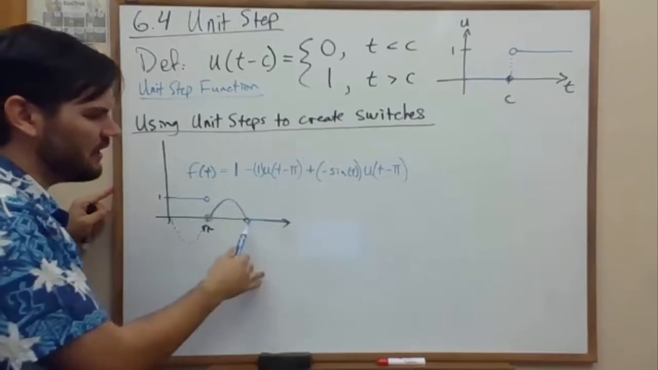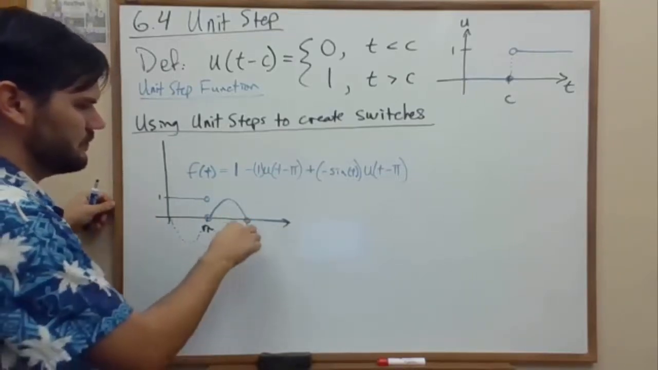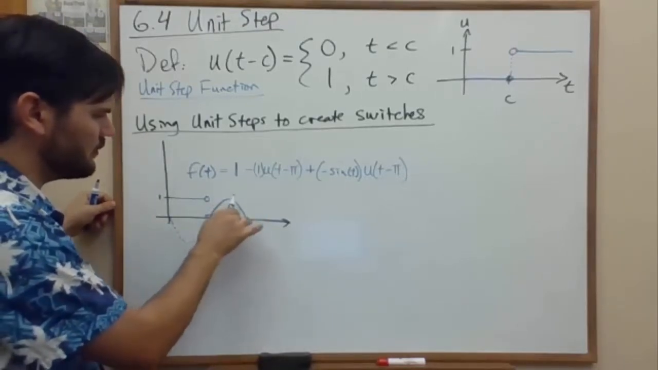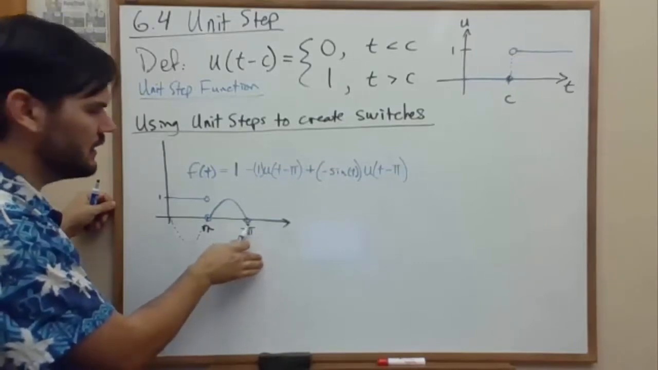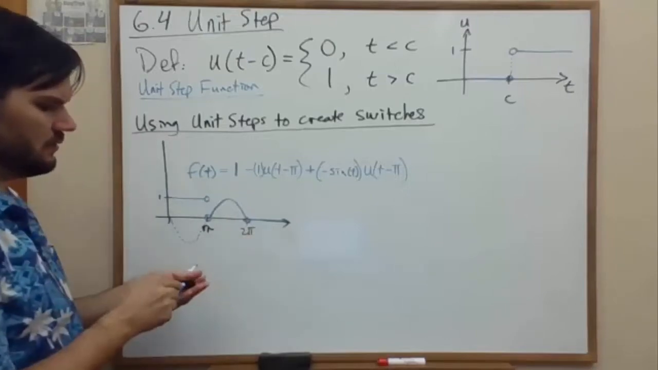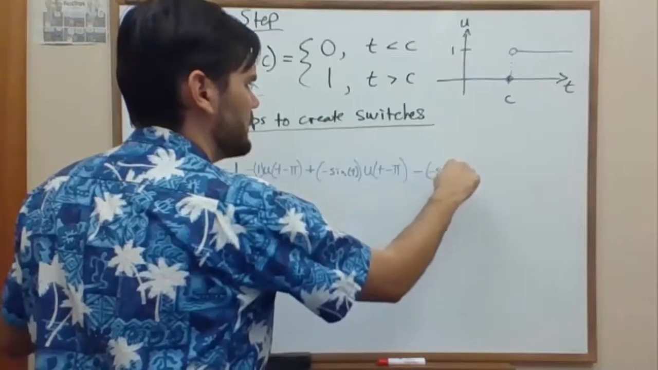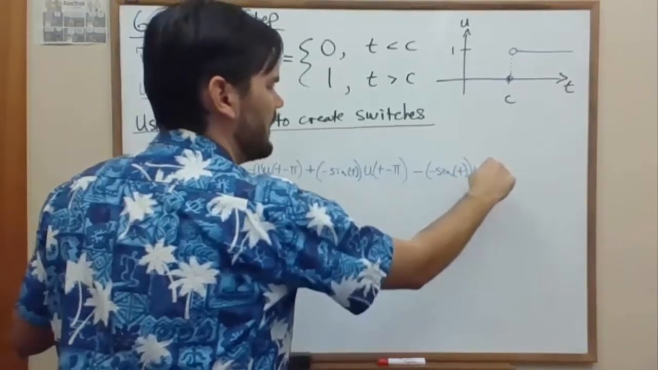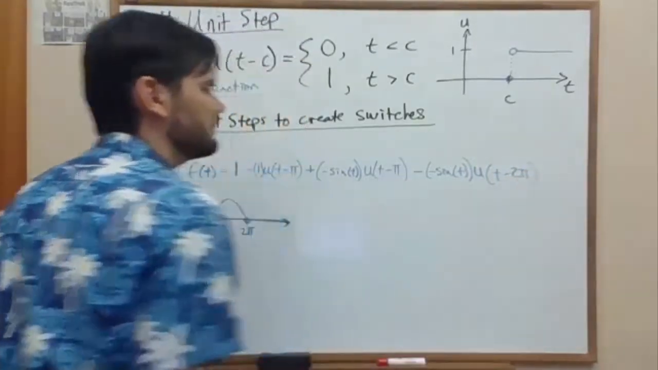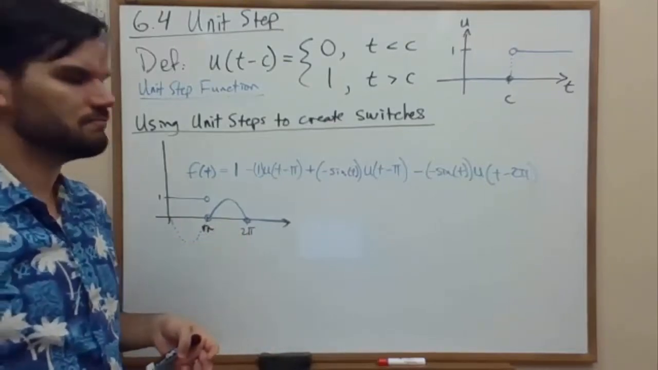And then we turn it off when t equals, well, what would this point be? 2 pi, because it went down, back up, and over, and finishes. There's the full period of our sine of t, only it's negated. So we then subtract our negative sine of t, and now it's being turned off at t minus 2 pi. So there is a switching function.